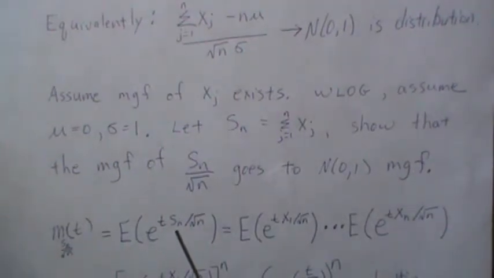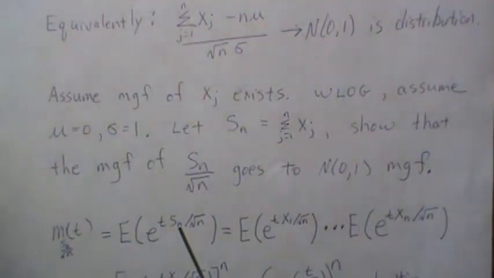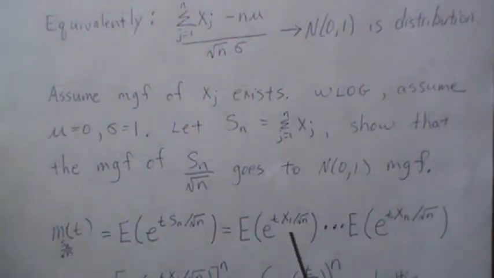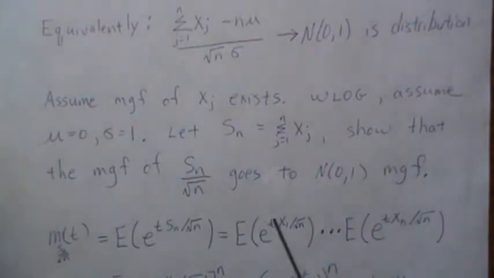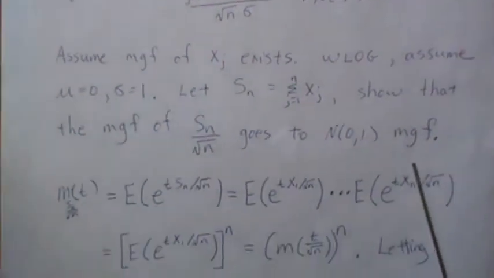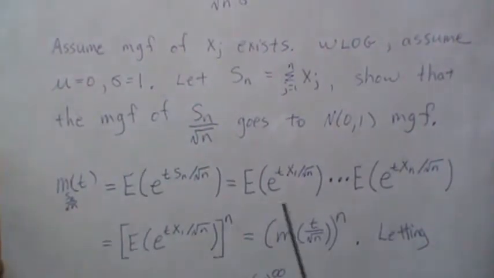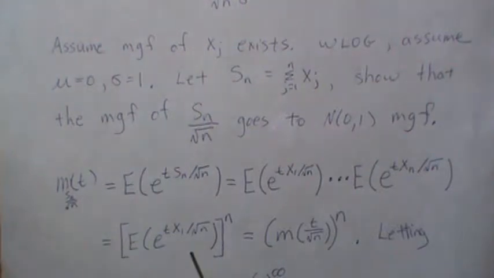And since this is the sum of independent random variables, in one of the properties, property 6, we can take it as the product of the moment generating functions of x1 through xn, but each of these are independent and identically distributed. So really this is the same as this. So we can just look at the first one and then raise it to the nth power. But this is the moment generating function evaluated at t over square root of n.